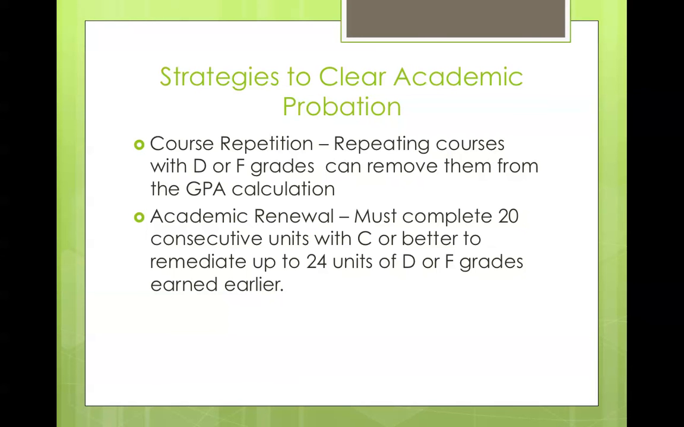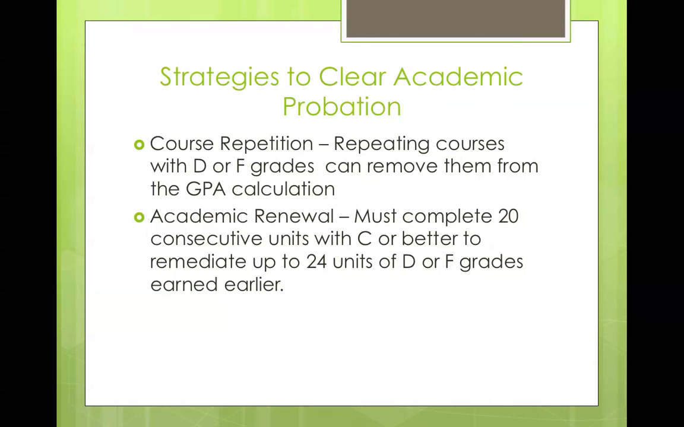Strategies to clear academic probation. Course repetition is one way. If you are required to take your major classes, particularly, and you receive a substandard grade such as D or F, then you're required to repeat that course. Repeating a class will help you get your GPA better. The D and F will always show on your transcript, but at least your GPA is going to get better.